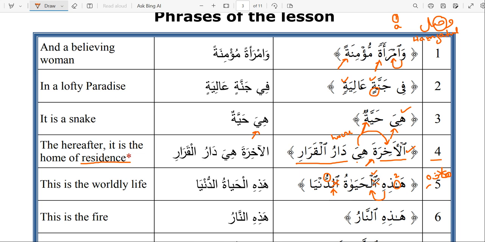Another point, how to recognize lam qamariya? The next letter does not carry a shadda. So that shows that this is lam qamariya and you need to pronounce this lam.